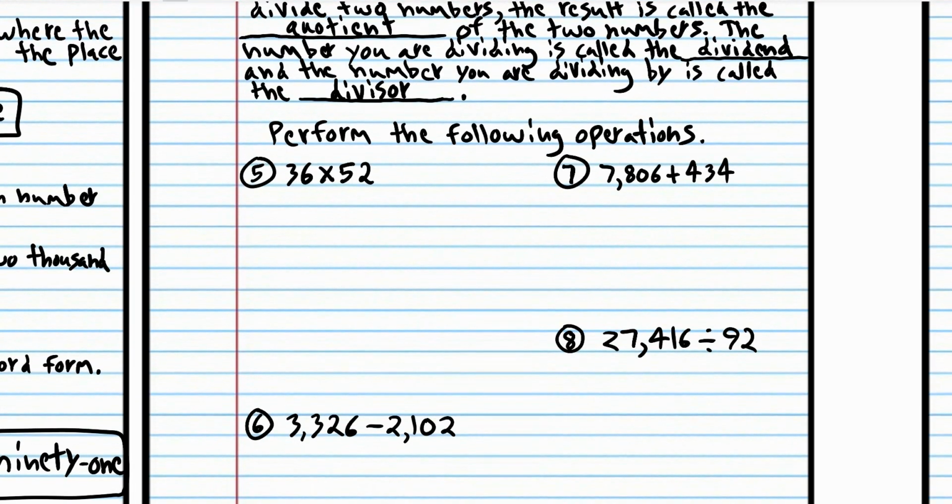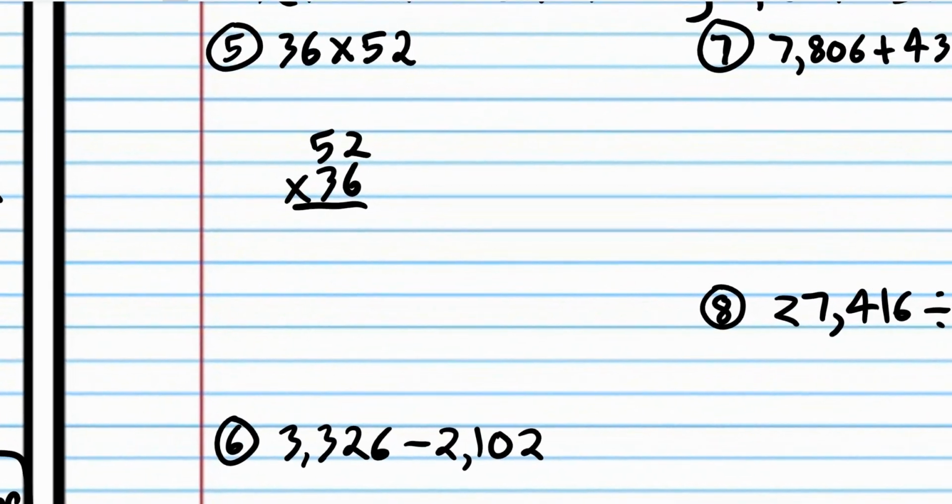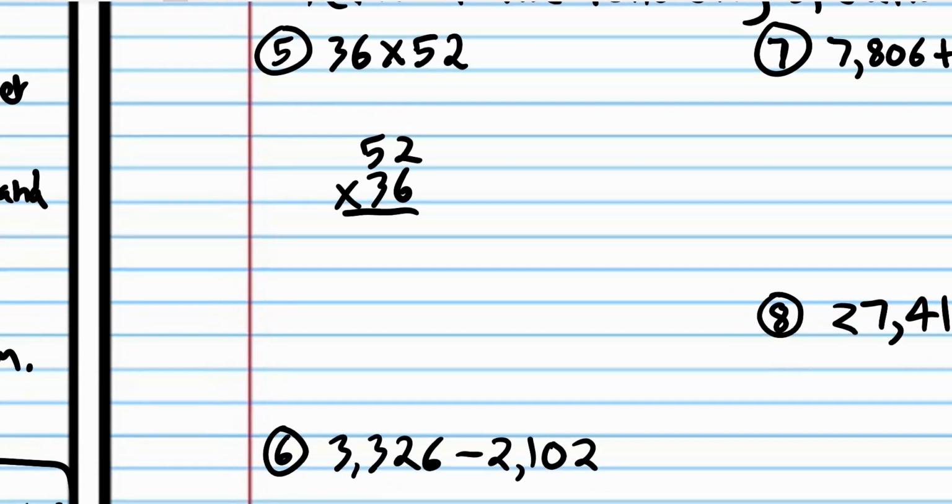Number 5, perform the following operations. So operations are like addition, subtraction, multiplication, division, and so on. So 36 times 52. Remember how we did this. We line up the numbers. They don't have to be lined up exactly for multiplication. They do for addition and subtraction, but not multiplication, but it makes it easier to line them up. And remember, we start with these numbers, and then we multiply these numbers, and then we multiply these numbers.